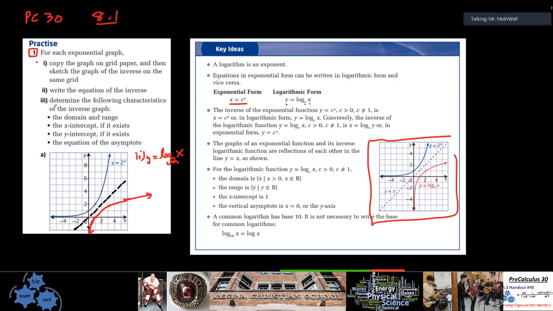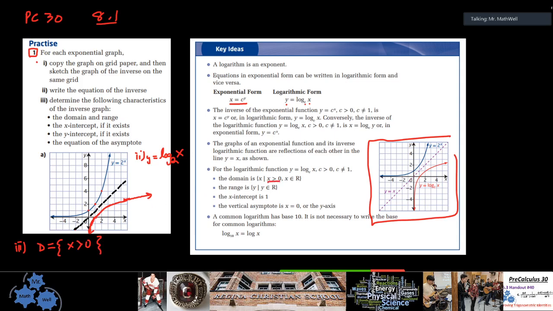And then for 3 here, determine the following characteristics of the inverse. So the domain and range. Okay, you can just look back to this key idea here as well. But for number 3, the domain, notice that this red graph doesn't extend into the negative x part. Okay, 0 is not included and the negative x part's not included. So that means that we have a domain of x is greater than 0. And that's all you need to put for me. You don't have to put comma x is an element of the reals. You can, but you don't have to. So it's greater than 0.